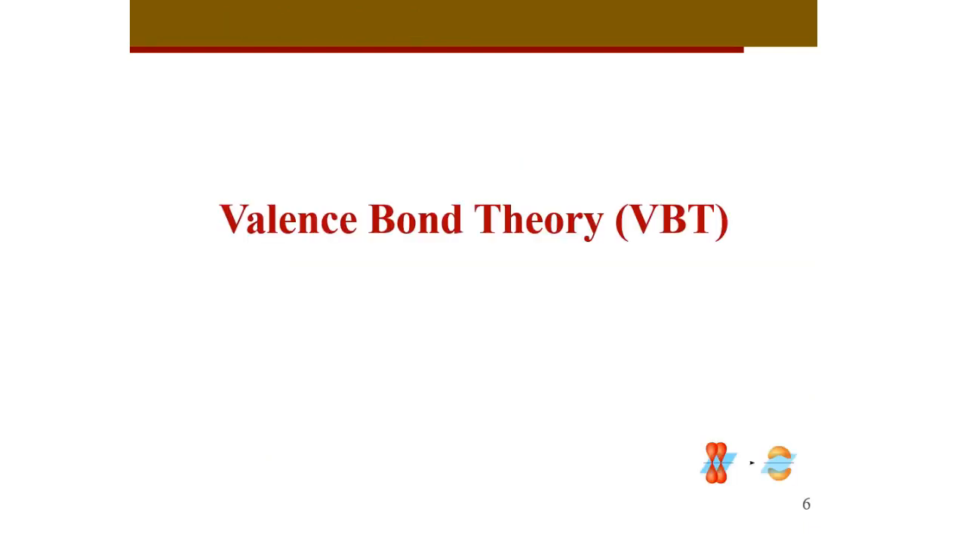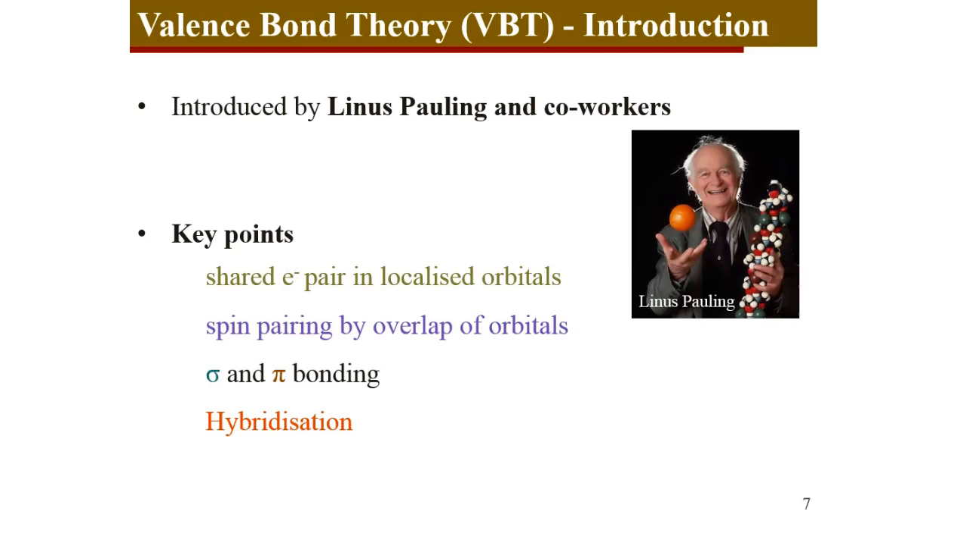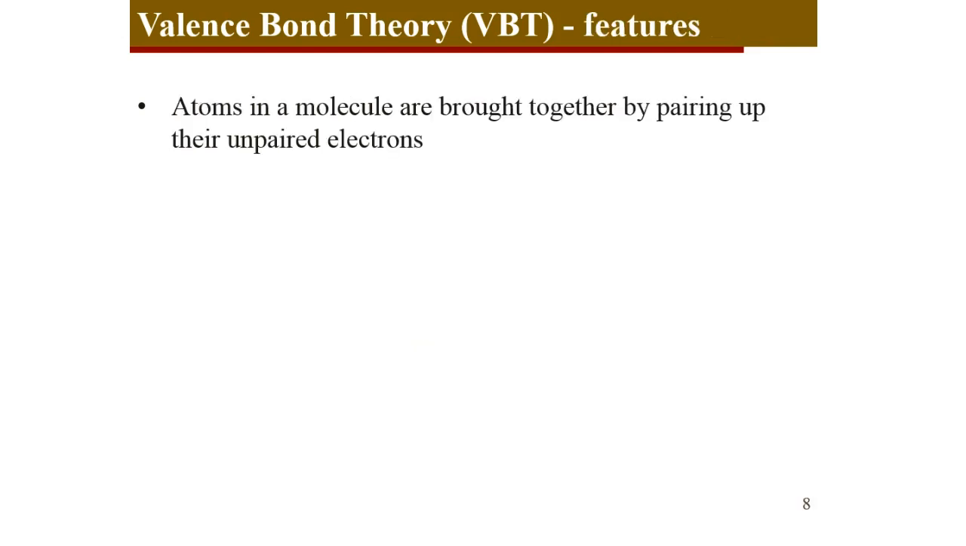Coming to valence bond theory, it was introduced by the great scientist Linus Pauling and co-workers, and I will just mention the key points of the theory. Electron pairing is the important aspect of bonding in the quantum consideration. Shared electron pairs get localized in orbitals; their movement is confined within a particular orbital. Spin pairing occurs by the overlap of orbitals, and this leads to the formation of sigma or pi bonds. We will see the details. To explain the bonding in polyatomic molecules, a concept called hybridization was introduced. We will see the details now about the important features of valence bond theory.